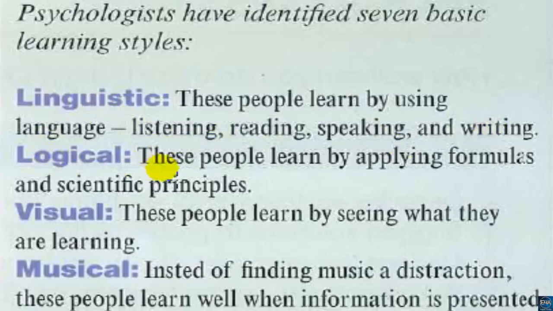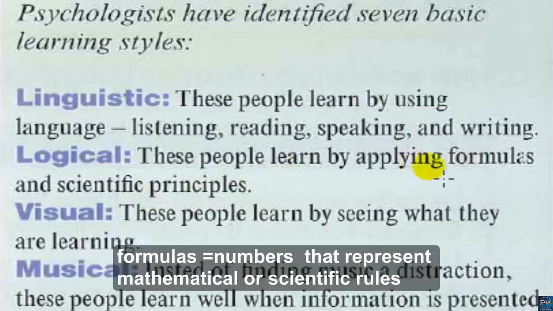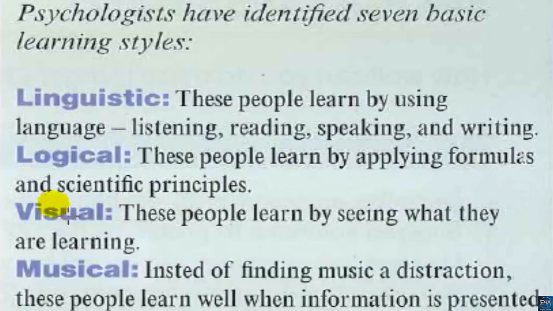Logical: these people learn by applying formulas and scientific principles. They like to use scientific rules, and of course, mathematical formulas. 3. Visual learning. This is the third way of learning, visual.